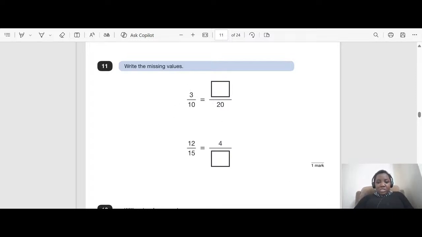Now let's go to the next one. We have 12 over 15 is equal to 4 over dash. Now we have to find the relationship between 12 and 4. We can see easily that if we divide 12 by 3, it gives us 4. So in the same vein, we would also divide the denominator, which is 15, by 3. And if we divide 15 by 3, that gives us 5. So my answer here is going to be 5.